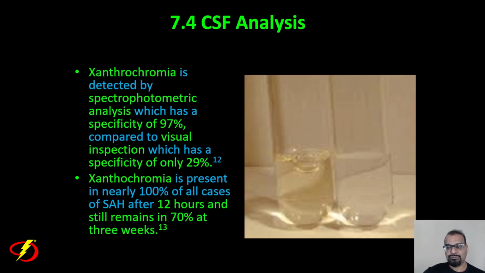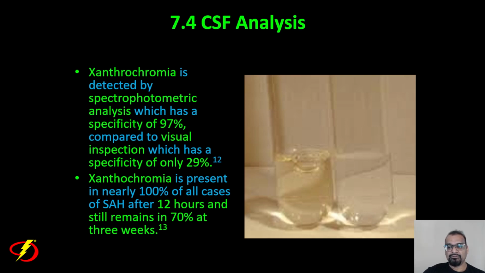Xanthochromia is detected 2 ways: by either spectrophotometric analysis, which has a specificity of 97%, or visual inspection, which has a specificity of only 29%. This is less than flipping a coin. So really, if you're doing these studies, you need spectrophotometric analysis. Xanthochromia is present in nearly 100% of all cases of subarachnoid hemorrhage after 12 hours and still remains present in 70% of all cases at 3 weeks.